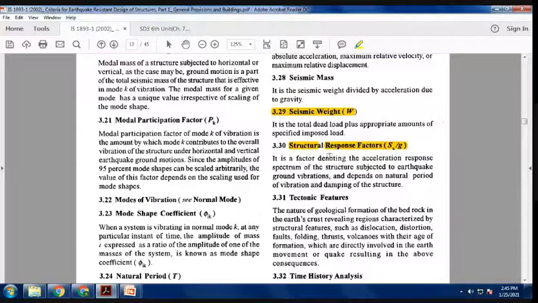Okay, what is the structural response factor? It is a factor denoting the acceleration response spectrum of the structure subjected to earthquake ground vibrations, and it depends upon the natural period of vibration and damping of the structures.